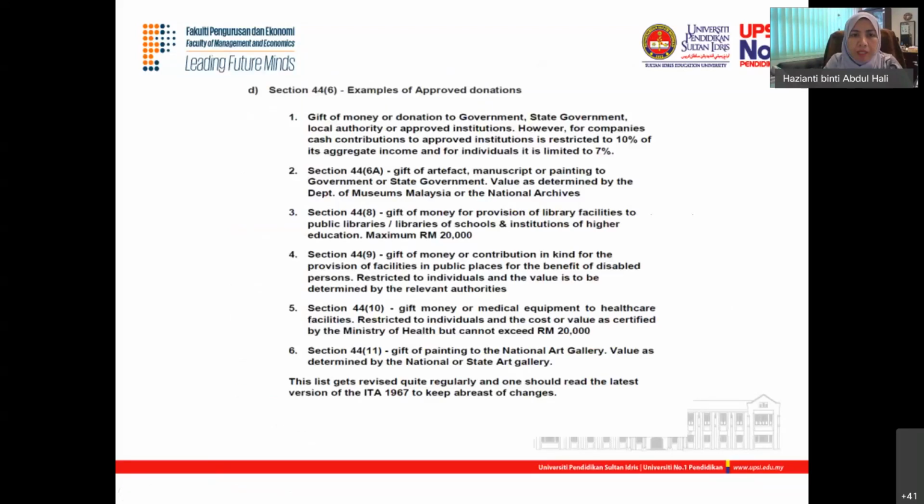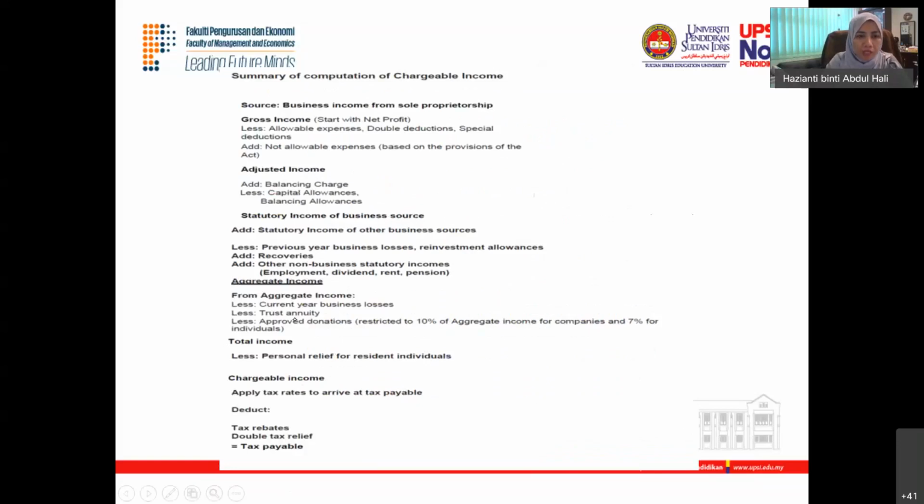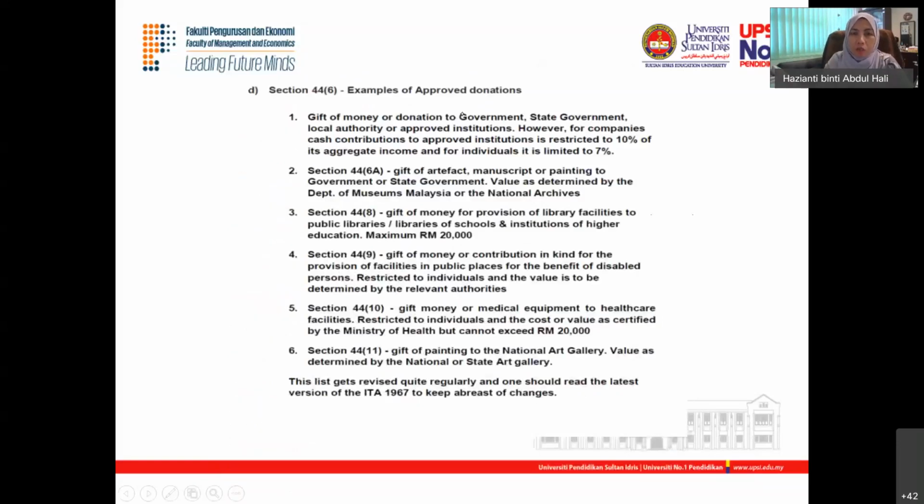Ini saya ambil dari, alright, because here kita ada donation tadi. Approved donation, saya baru teringat saya tak masukkan what types of donations that are approved ni. So there's an addition for you. So these are the example of approved donations. Selain daripada ni, kalau dalam soalan mention that unapproved donation, then kita tak boleh tolak lah, dia mesti approve.